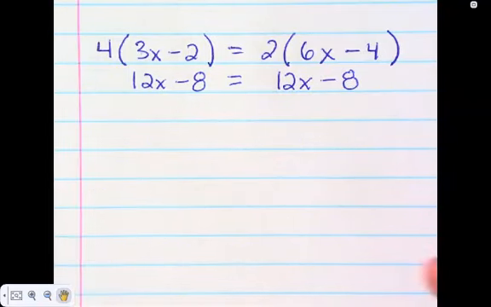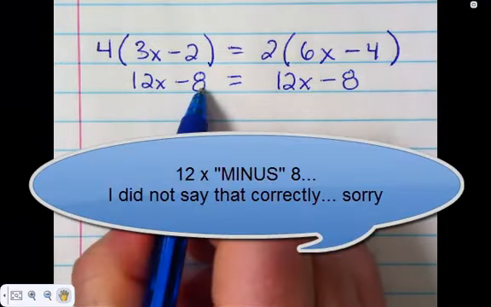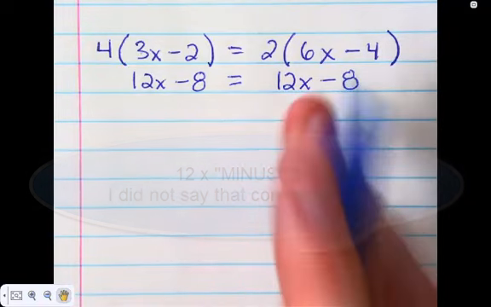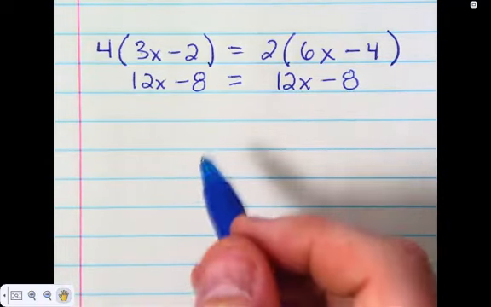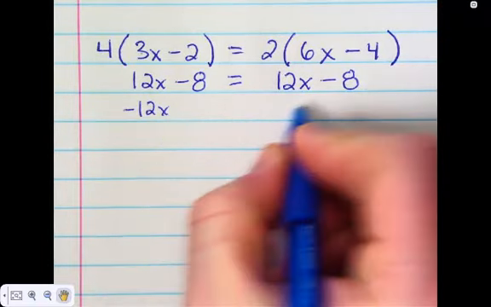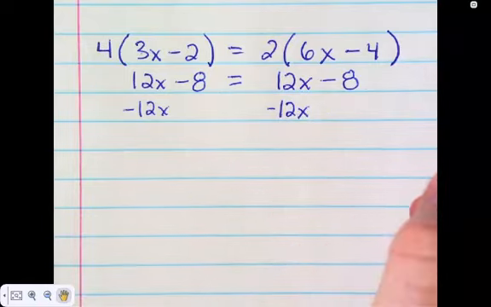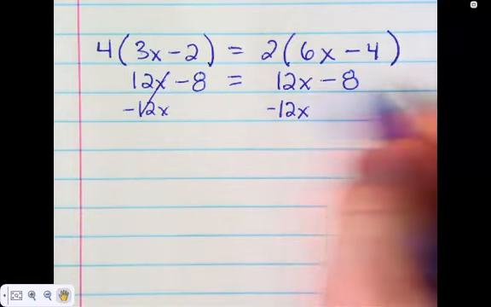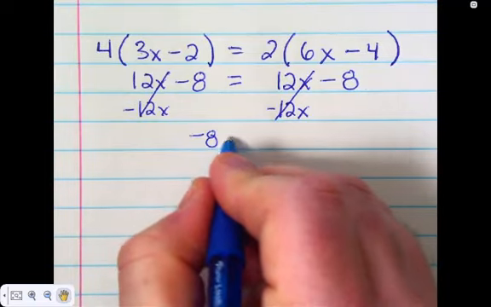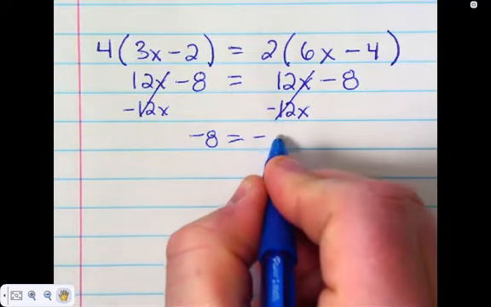Now some of you may see this already. 12x minus 8 and 12x minus 8. We have the exact same equation. If you don't see it, let's go ahead and finish the problem and kind of talk about it that way also. So I'm going to subtract my 12x from this side. I'm going to subtract my 12x from this side. That cancels out, and I get a negative 8 left over on the left. I get a negative 8 left over on the right.